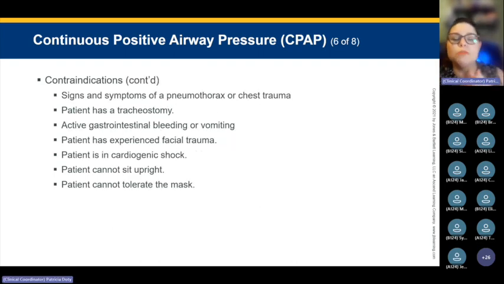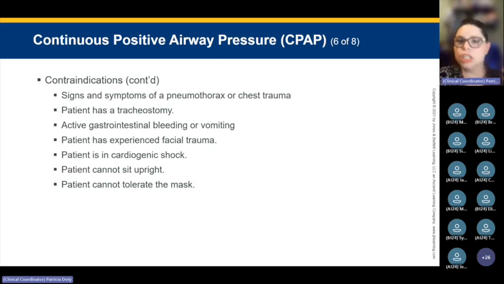Signs and symptoms of a pneumothorax or chest trauma. So if you have chest trauma and they have a pneumothorax, which is essentially a hole in the lungs, and you're pushing excessive air through there, do you think that's going to help anybody? No, that's just going to cause more damage. Patient has a tracheostomy. We're not going to do it with anybody with a tracheostomy, period. Active GI bleeding or vomiting. That's a really terrible idea. Patient has experienced facial trauma. Why would you put a mask on a person's face that has facial trauma? It just doesn't make sense.